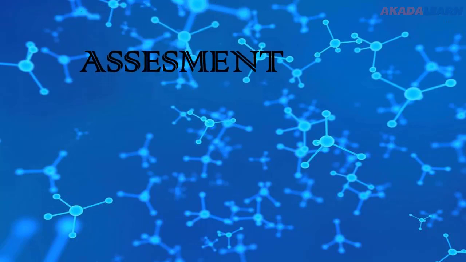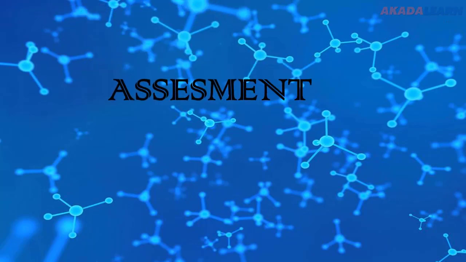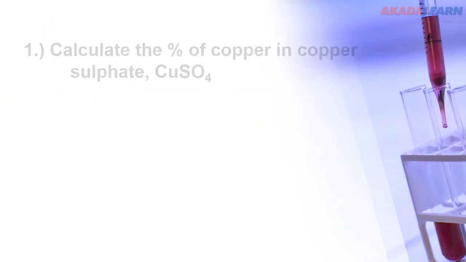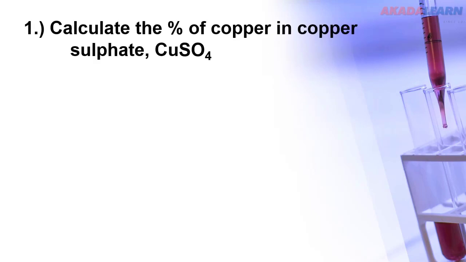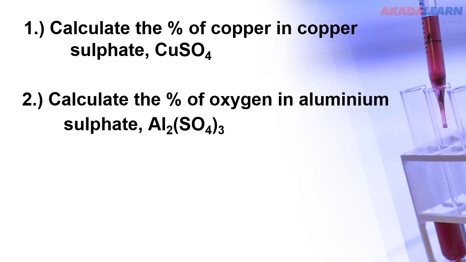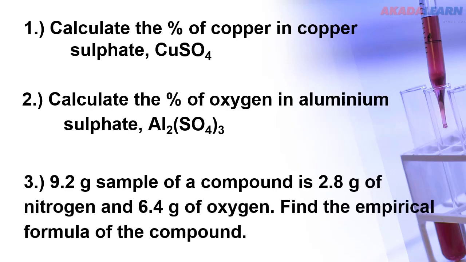Time now for assessments. Question 1. Calculate the percentage composition of copper in copper sulfate, that is CuSO4. Question 2. Calculate the percentage of oxygen in aluminum sulfate. Question 3. A 9.2 gram sample of a compound contains 2.8 grams of nitrogen and 6.4 grams of oxygen. Find the empirical formula of the compound.